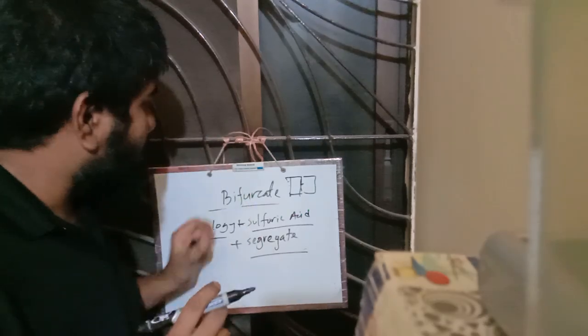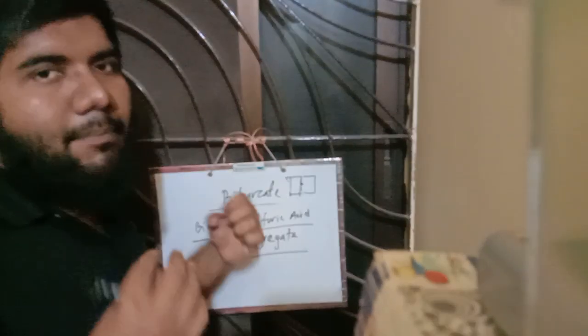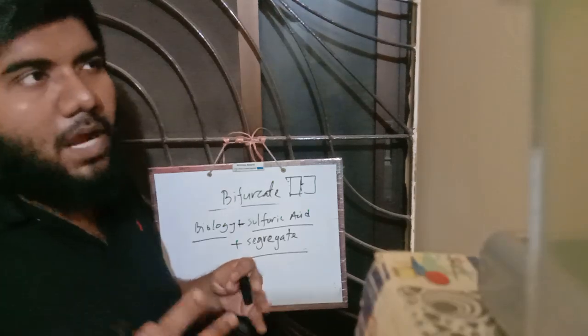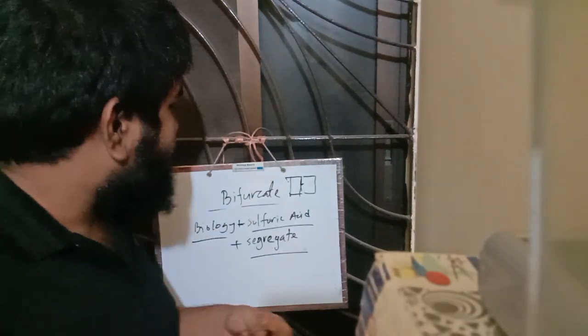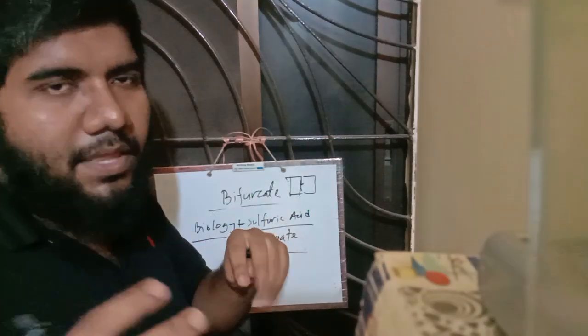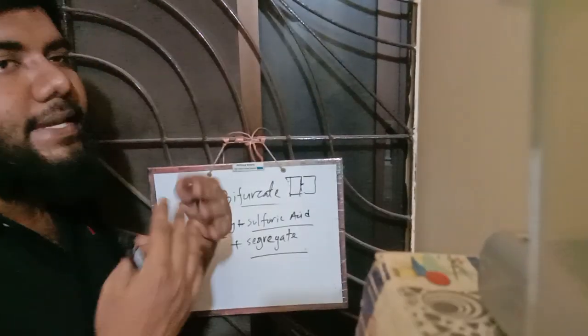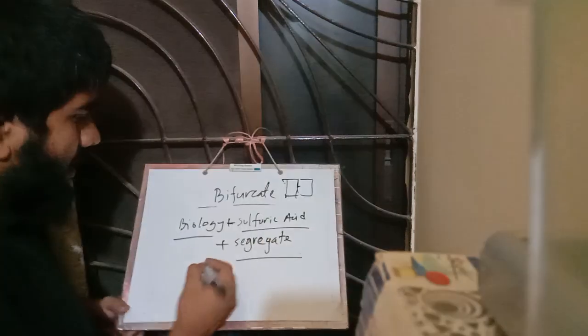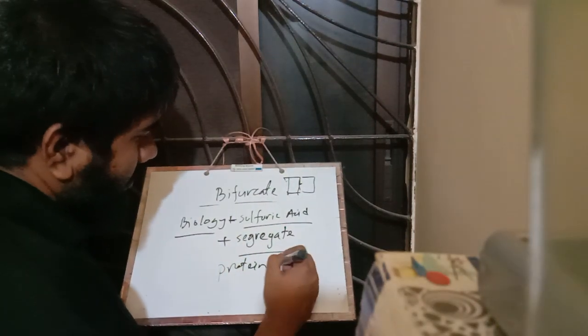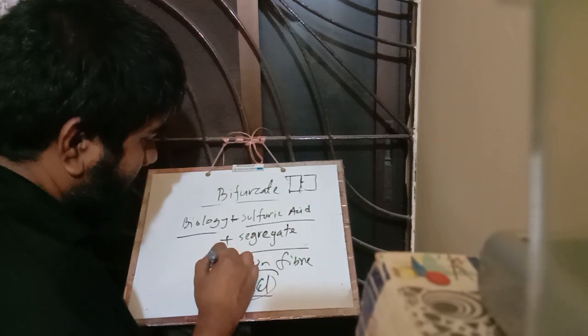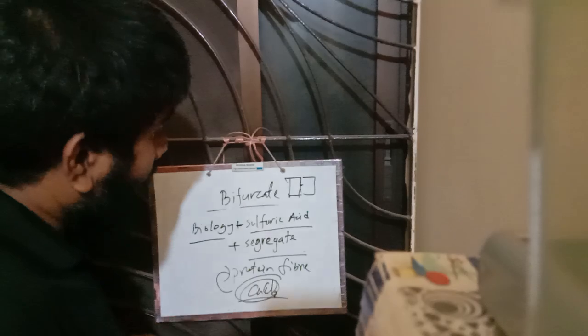So bifurcate can be understood in such a way: in our college, we have a biology and sulfuric acid combination, and our teacher told us to segregate them in such a way that anyone can understand that this is the biological thing and this is the chemical thing. It's like a bifurcate test. They give you protein fiber and also calcium chloride, and you need to separate the biological part from the chemical part. So a bifurcate test is going to happen in our college campus.